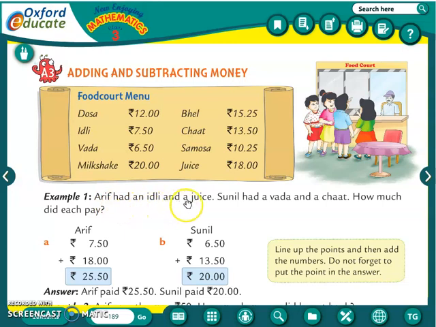Arif had an idli and a juice. Sunil had a vada and a chaat. How much did each pay?